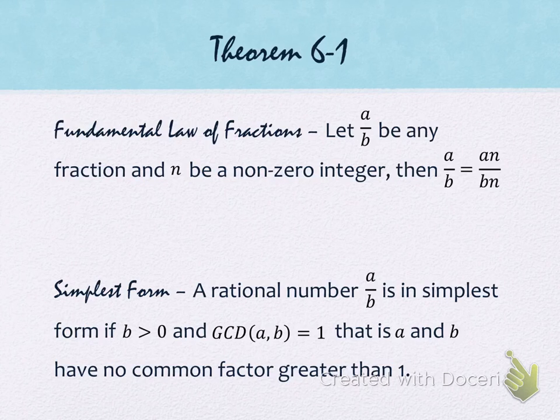Simplest form, that's where it comes into play. If you have a rational number a over b, then it's in simplest form if the greatest common divisor between a and b is 1. Basically, it just means they don't have any factors in common except for the number 1. So can they both be divided by 2? Can they both be divided by 3? If so, we do so until we can't do that anymore, and then we would say it's in simplest form.